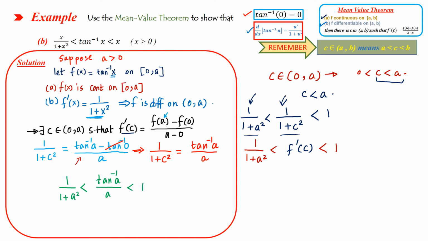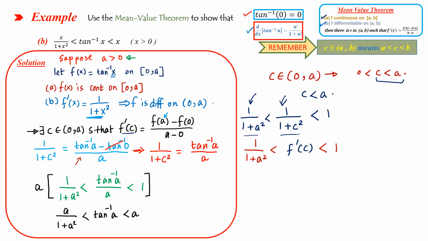Now, from the assumption a greater than 0, you can multiply all sides of this inequality by the real number a, and you will not change the sign of the inequality because a is a positive number. So you will get a over 1 plus a squared less than tan inverse of a less than a.